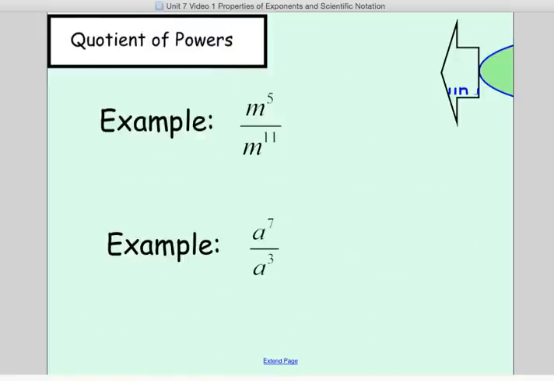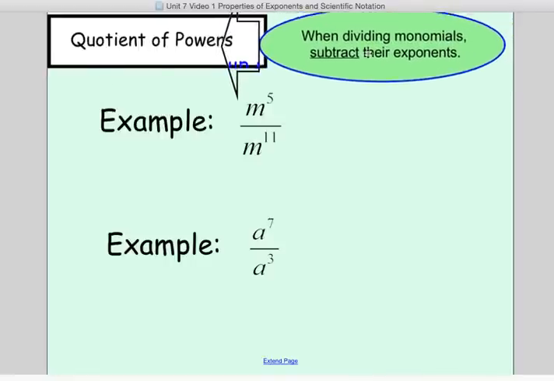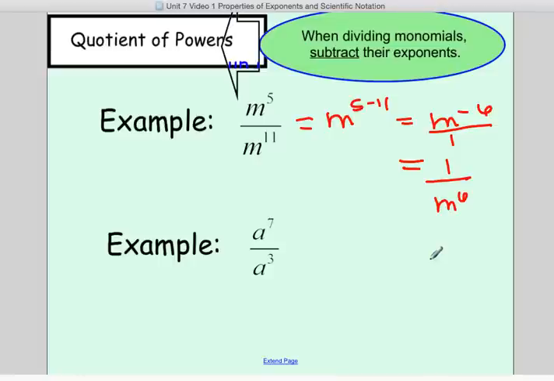The next rule is our quotient of powers. Quotient means division. The way you handle that is you subtract. So when you're dividing monomials, you subtract their exponents. So here, it would be m to the 5 minus 11, which gives you m to the negative 6. Well, part of our simplifying, I said, you really can't have a negative exponent. So what you need to do is put it in the opposite part of the fraction. If it's in the numerator, move it to the denominator, make it positive. So it's really 1 over m to the positive 6.